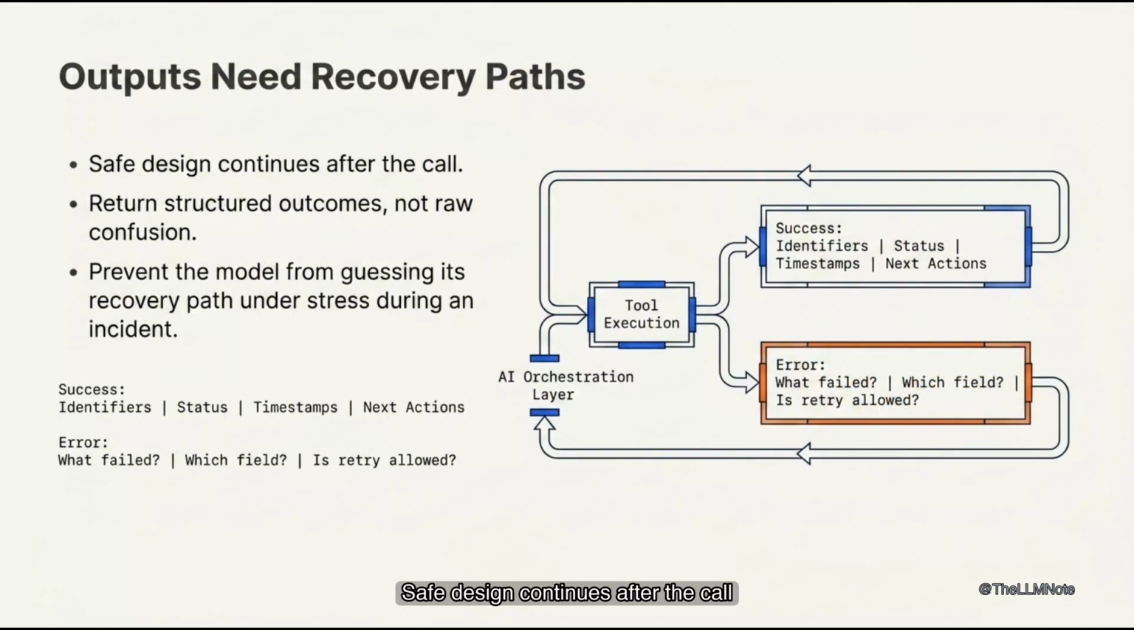Safe design continues after the call. Tool results must return structured outcomes, not raw confusion or unstructured data. A success response includes identifiers. It also includes status and timestamps. Next valid actions should be clearly listed. An error response explains what failed. It identifies which field caused the issue. It states whether retry is allowed. It suggests what Claude may try next. Clear outputs prevent guessing. They help the model recover under stress.